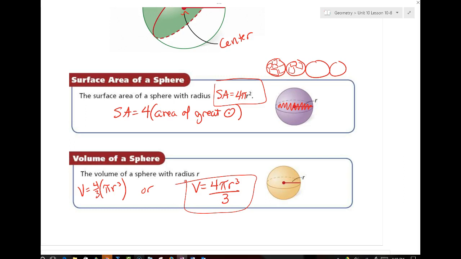Guys, this is just 2 formulas. Remember, surface area and volume. You do not have to know lateral area for a sphere. What do you guys think? Pretty easy? Right? All right.